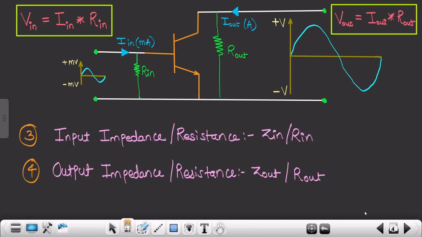Since we are aware of these, we can easily calculate the input resistance and output resistance as well. And again it plays a very significant role while designing an amplifier.